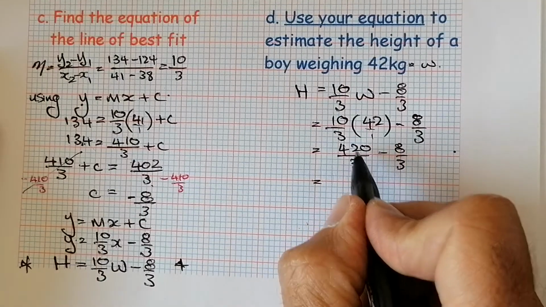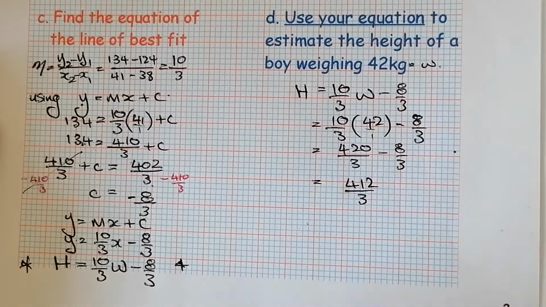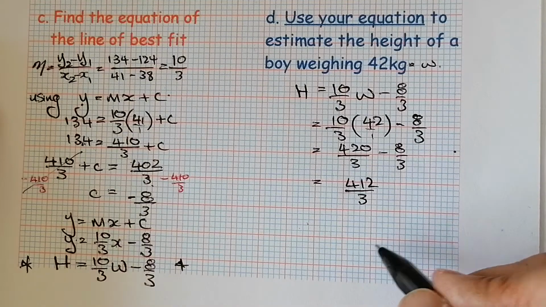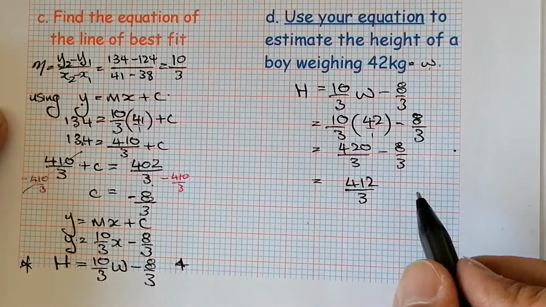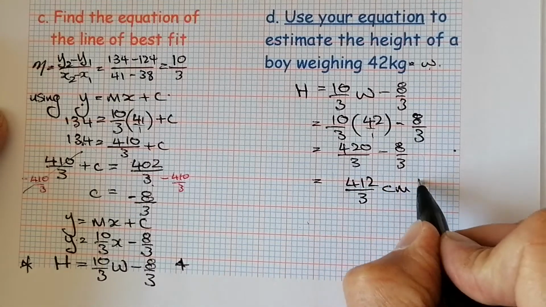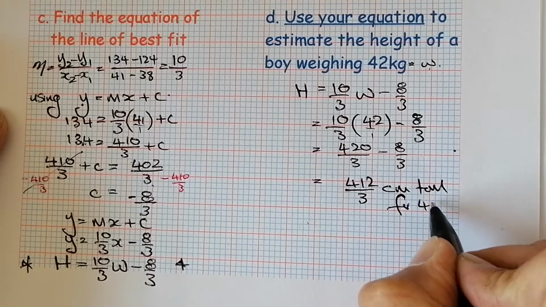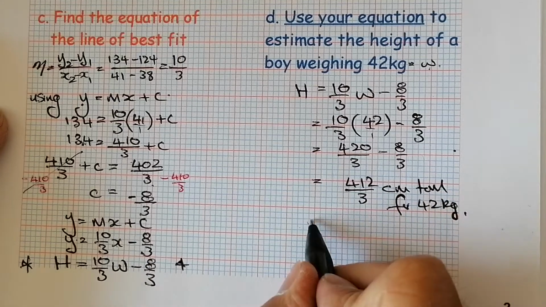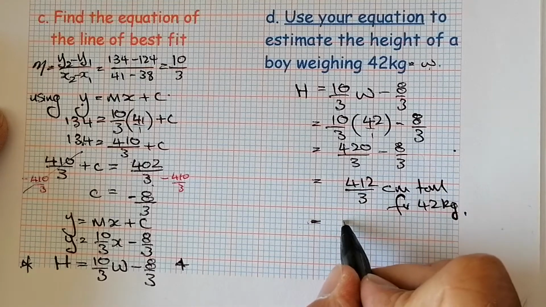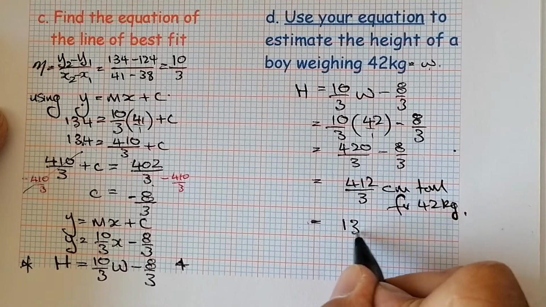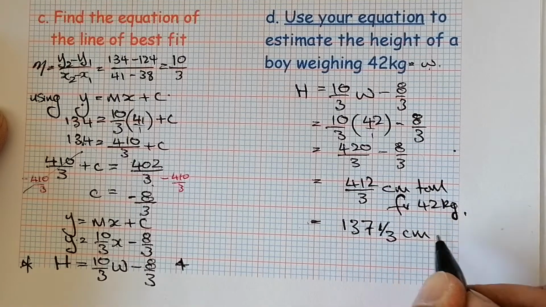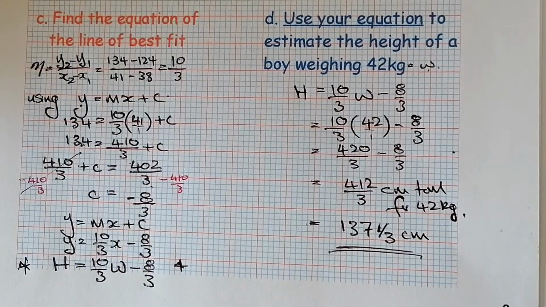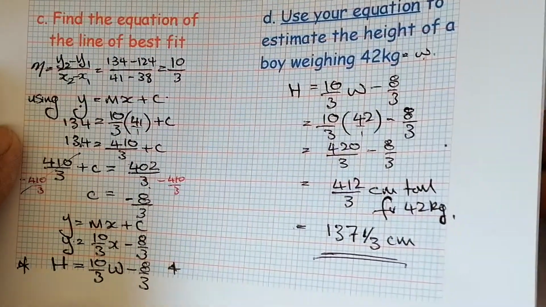So what we've got left is 412 all over 3. Let's see, that won't simplify down any further, so I'm just going to use that as it is. That was the weight, so he's going to be that height, 412 over 3 centimeters tall for 42 kilograms. If I did want to divide that out, 3 into 4 goes once, then 7 point 333, so that's 137.333 centimeters tall, if I wanted to do it that way. Right, so that's the first one done.